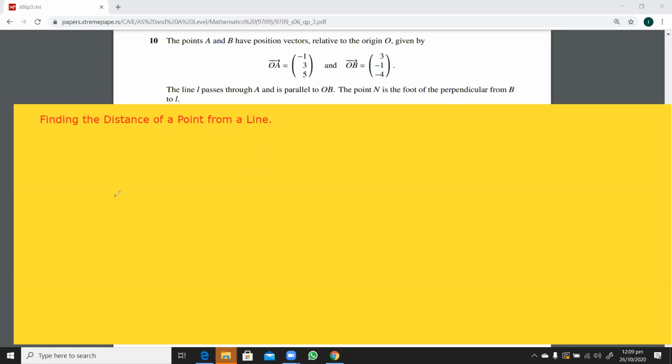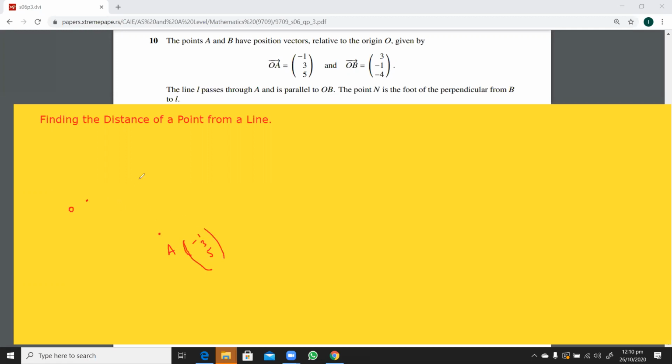to the origin. Now suppose there is the origin O over here. We can take this O anywhere, okay? So we have the point A. There is OA, like say, here is the point A, which is -1, 3, 5. This is the OA.